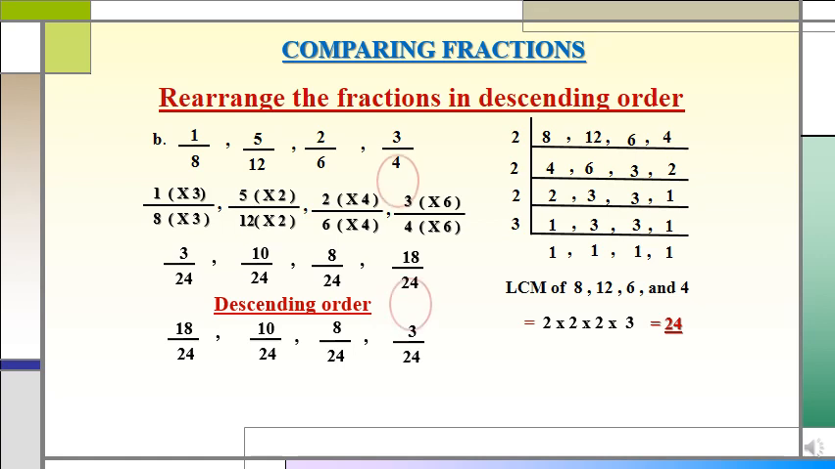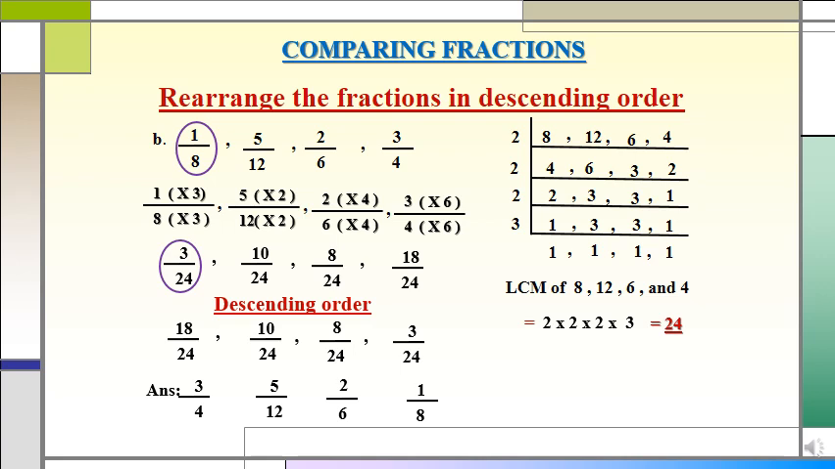Now let's finally conclude the sum with the answer. 18 by 24 is same as 3 by 4. Hence the biggest fraction is 3 by 4. 10 by 24 is same as 5 by 12. The next fraction is 5 by 12. 8 by 24 is same as 2 by 6. So 2 by 6 is the next fraction. And the smallest fraction, 3 by 24, is equal to 1 by 8. Hence 1 by 8 is the smallest fraction.